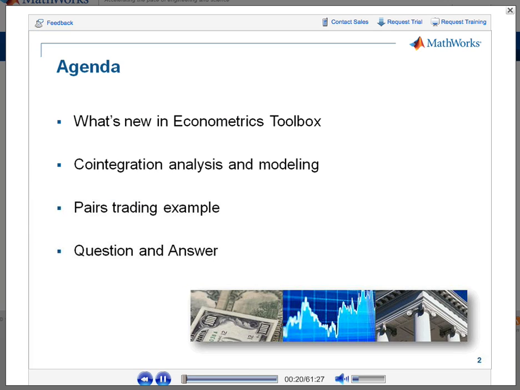So here's the agenda for today. I'm going to start out by giving a brief overview of what's new in this release of the econometrics toolbox. I'll then pass the ball over to Bill, who will be discussing co-integration analysis and modeling. And at the conclusion of his portion of the presentation, I'll come back and show an example application of using co-integration to identify a pairs trading opportunity. And then we'll conclude the webinar with a question and answer session.